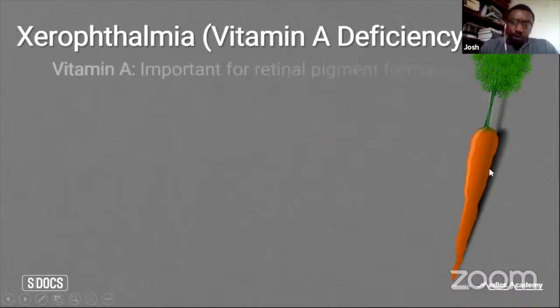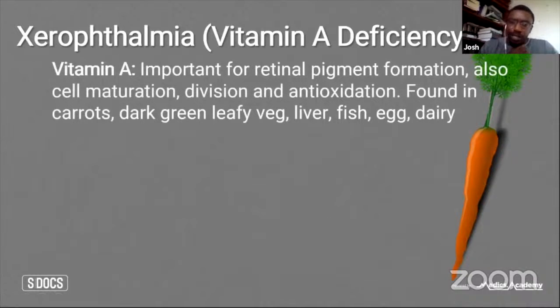First, we'll define vitamin A. What is it? It's important for retinal pigment formation, and that's why your parents always tell you to eat your carrots, which contain vitamin A, and you'll be able to see in the dark. But it's also important for cell maturation and division. It's an antioxidant as well. It's found in carrots, spinach, green leafy veg, liver, fish, egg, and dairy as well.